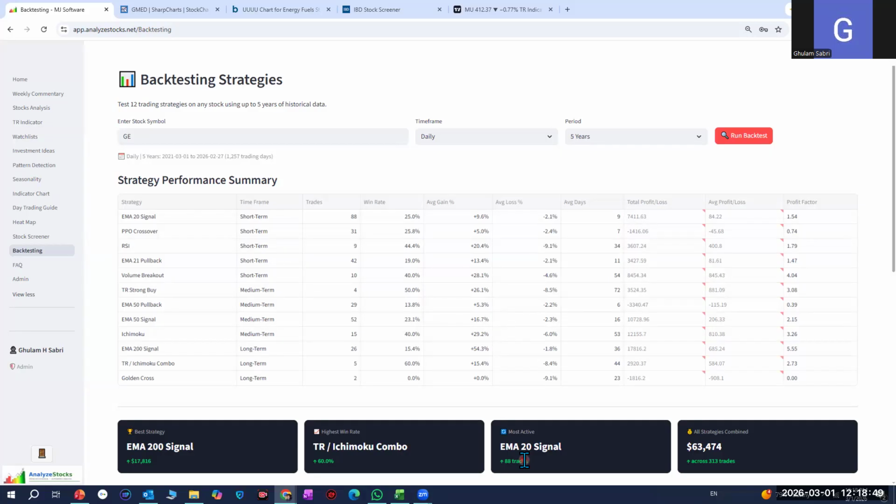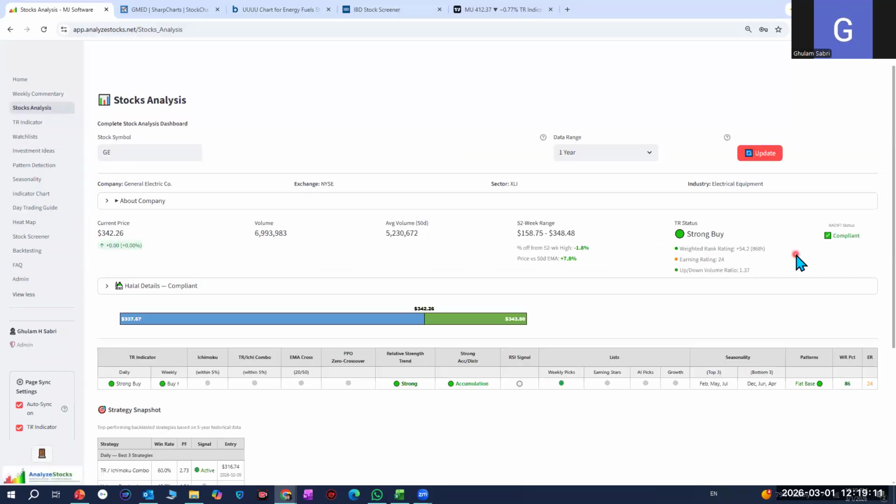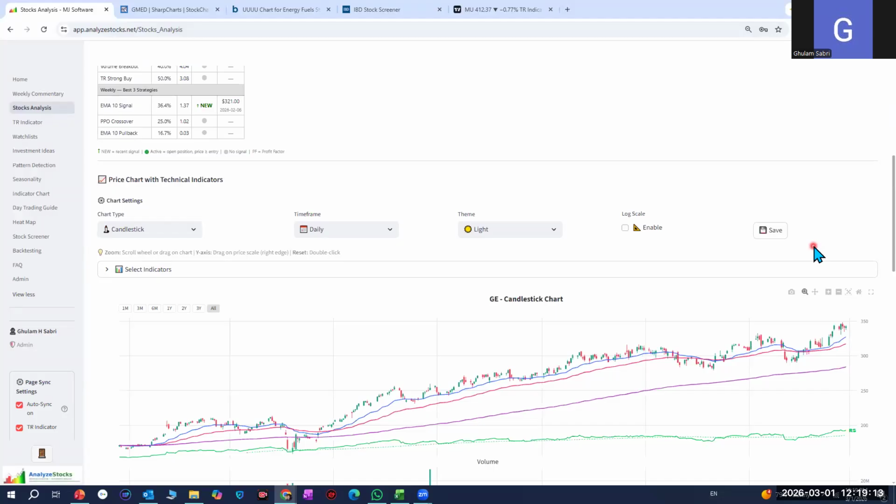What are these strategies specifically? There must be some logic. Obviously, there is logic behind every strategy, and those are explained in the FAQ section as well. For example, I can explain one or two to you. In the case of GE, let's pick this EMA 200 signal strategy, and we go to the chart right here.